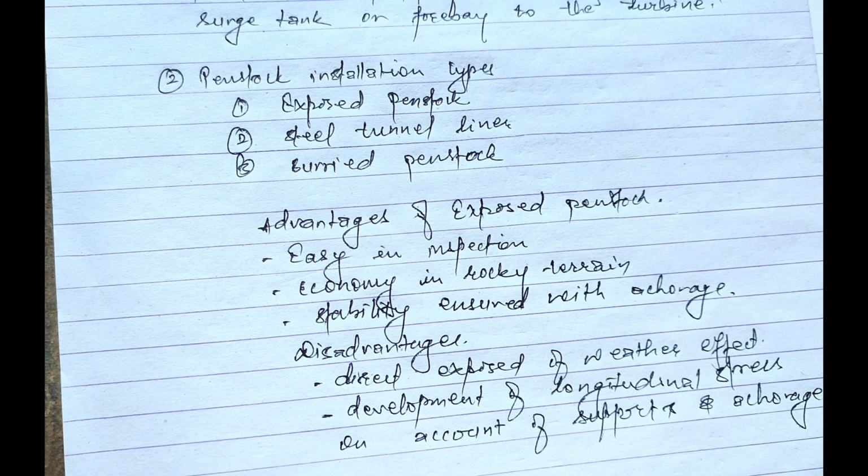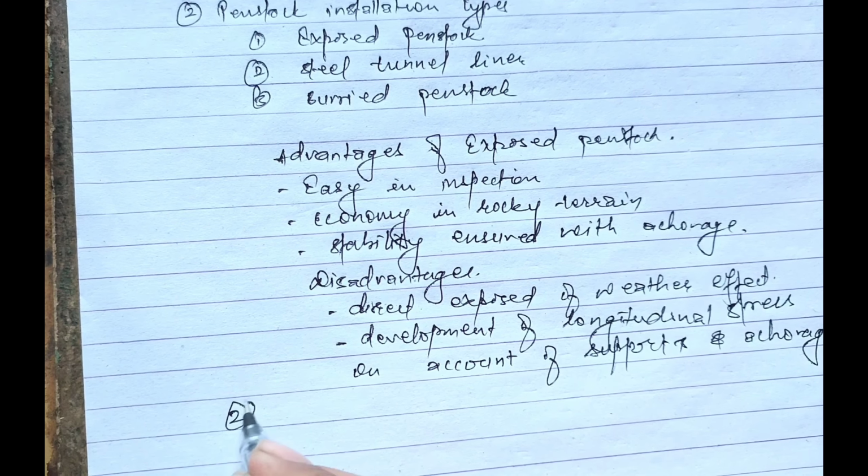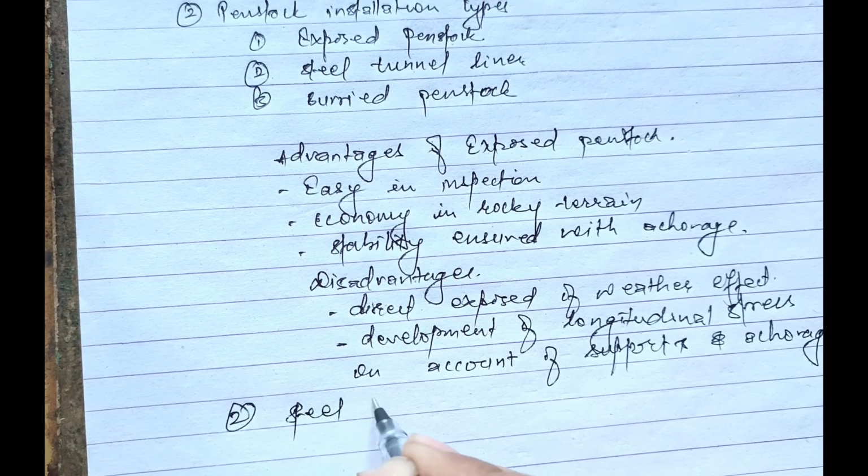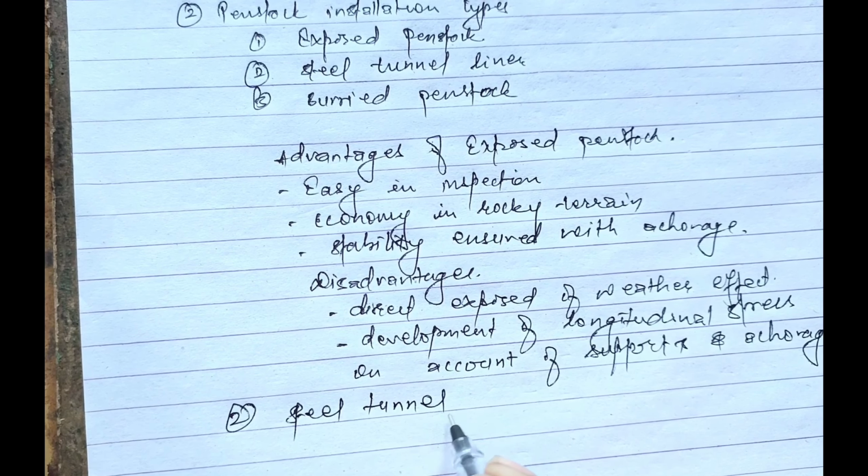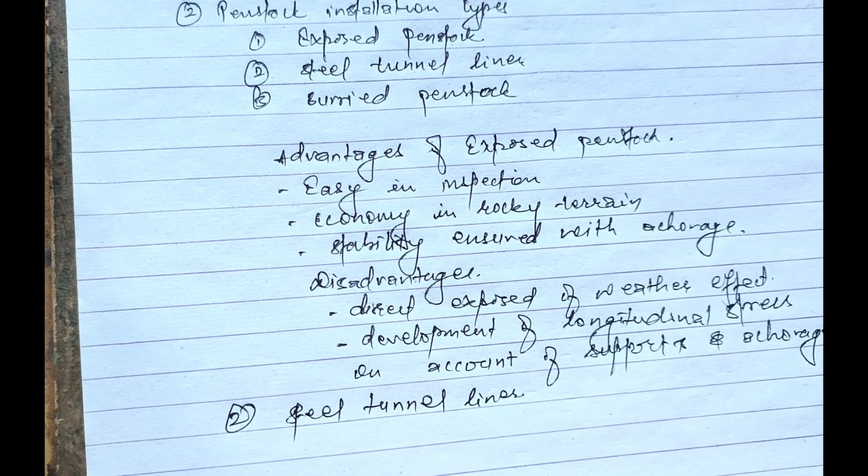The expansion joints are the parts that are placed in the penstock for expansion and contraction due to the weather condition. The next one is the steel tunnel liner. In the steel tunnel liner, these are located in a tunnel and fully encased in concrete in a portion of a dam.